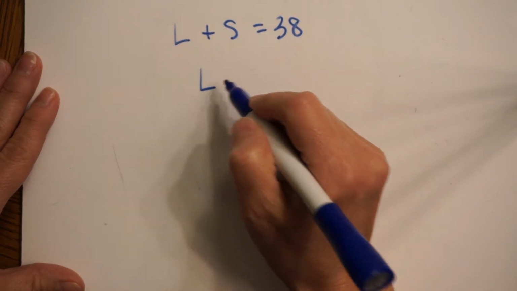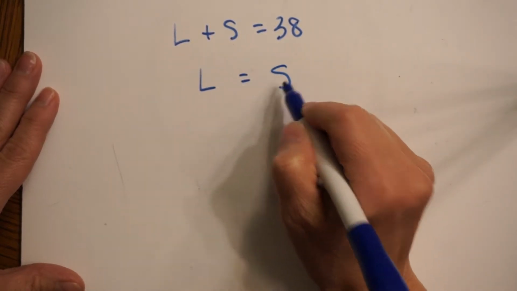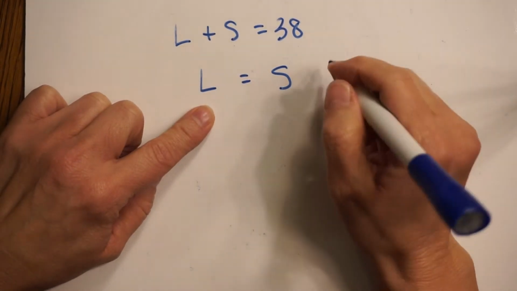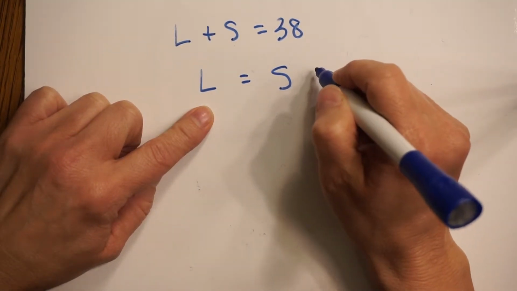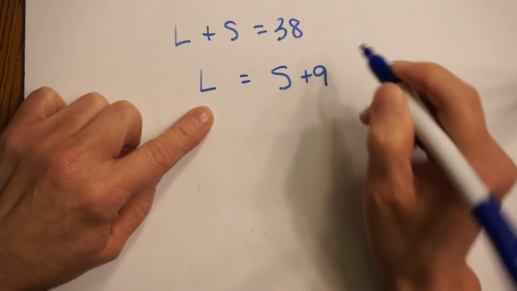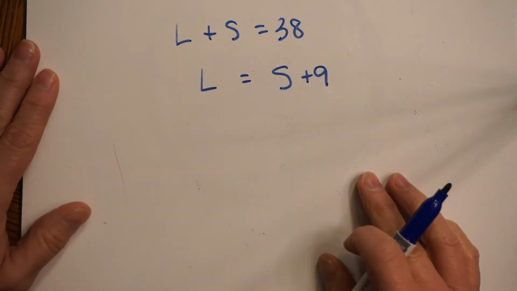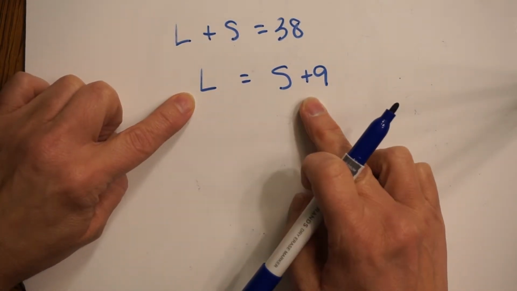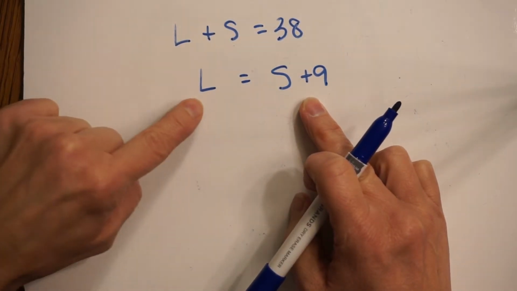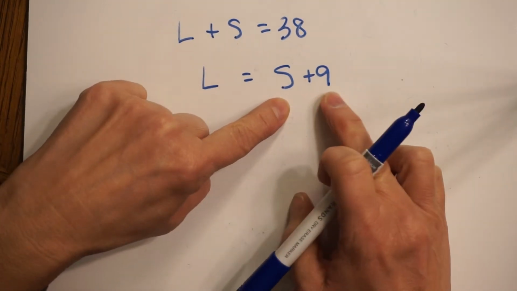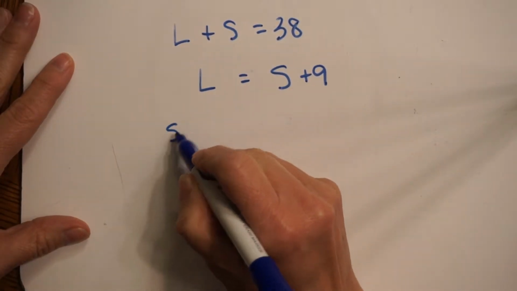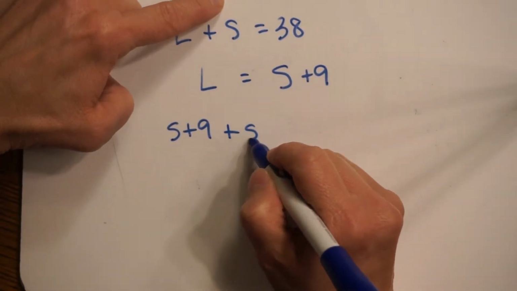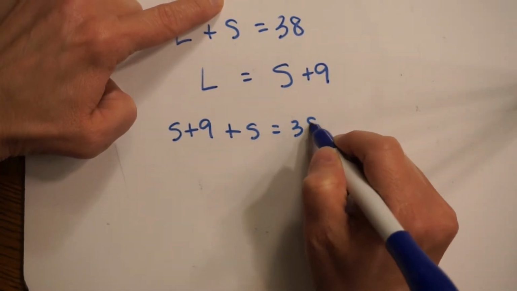All right, so again, I'm going to set these equal to each other. This one's longer, so to make this equation equal, I'm going to have to add 9 to the short piece. What were the lengths of the 2? Again, this is already solved for a variable. I think I'll use substitution again. So wherever there's an L, I'm going to put this value in. So I have S plus 9, that's for that, plus S is equal to 38.